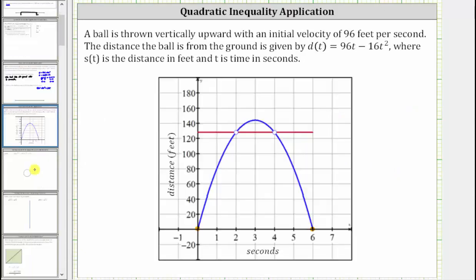If we graph the function d of t, and then graph d of t equals 128, which is graphed in red, notice how the blue graph is above d of t equals 128 here, when t is between 2 seconds and 4 seconds. And we do not include t equals 2 and t equals 4 because that's when the distance is exactly 128 feet, and we only want to know when it's greater than 128 feet. But again, let's also solve this algebraically.